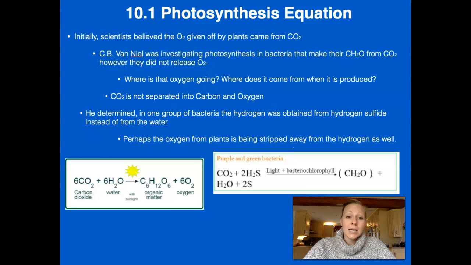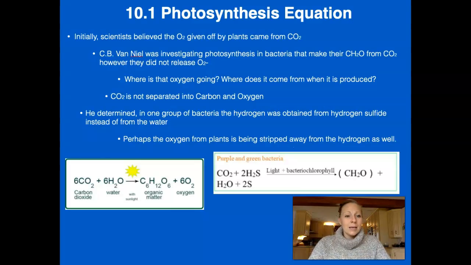So initially, scientists believed that the O2 that was given off by plants came from the carbon dioxide, because water is very stable. There was no way that water was being split. So much energy is released when the oxygen and the hydrogen combine there. It's a very stable molecule. And so everybody just assumed that it was the carbon dioxide being separated.